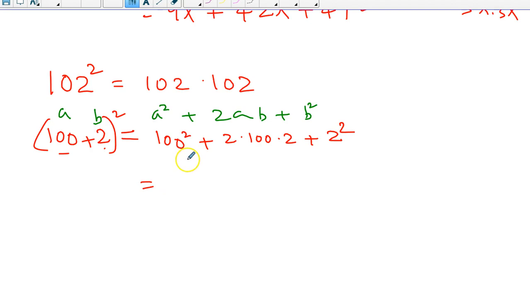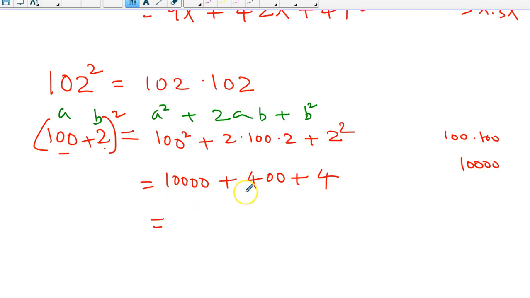Now, we all know 100 times 100 is 1 and 4 zeros, that is 10,000, plus 2 times 100 is 200, 200 times 2 is 400, or 2 times 2 is 4, 4 times 100 is 400, plus 2 squared is 4. Can we add this? 10,000 plus 400 plus 4. So that is 10,404. That is the square of 102.